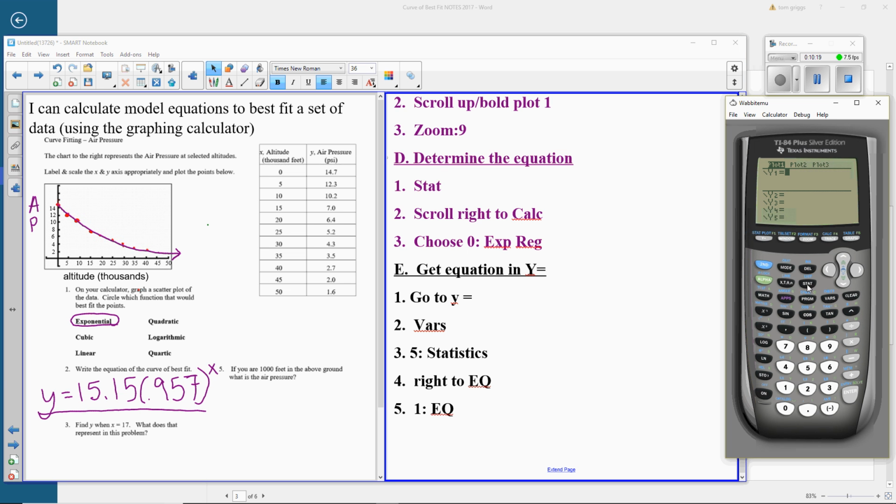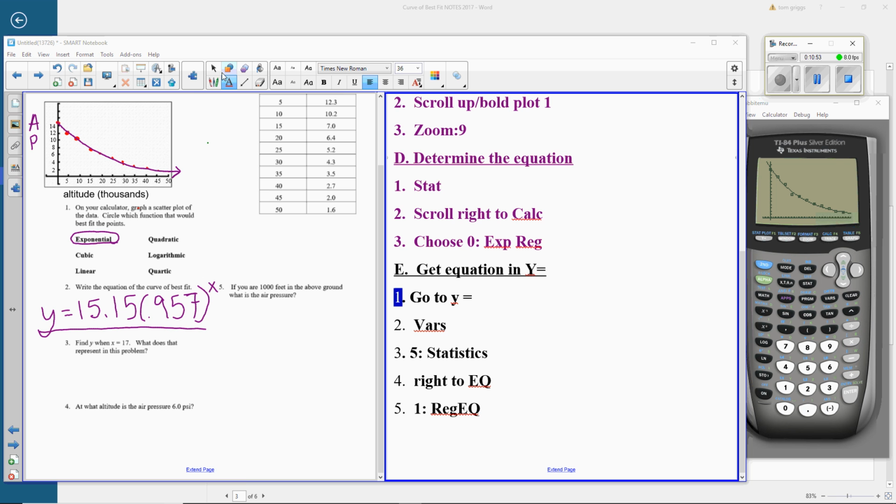We'll do that one more time. Y equals, vars, number 5, and then scroll to the right to EQ. And number 1, reg EQ, is actually what it's called. So you hit enter, it puts that entire equation in, and now you should be able to hit the graph button. And you should get a curve that goes through most, if not all, of those points. And this is ultimately going to help us get all of our answers.